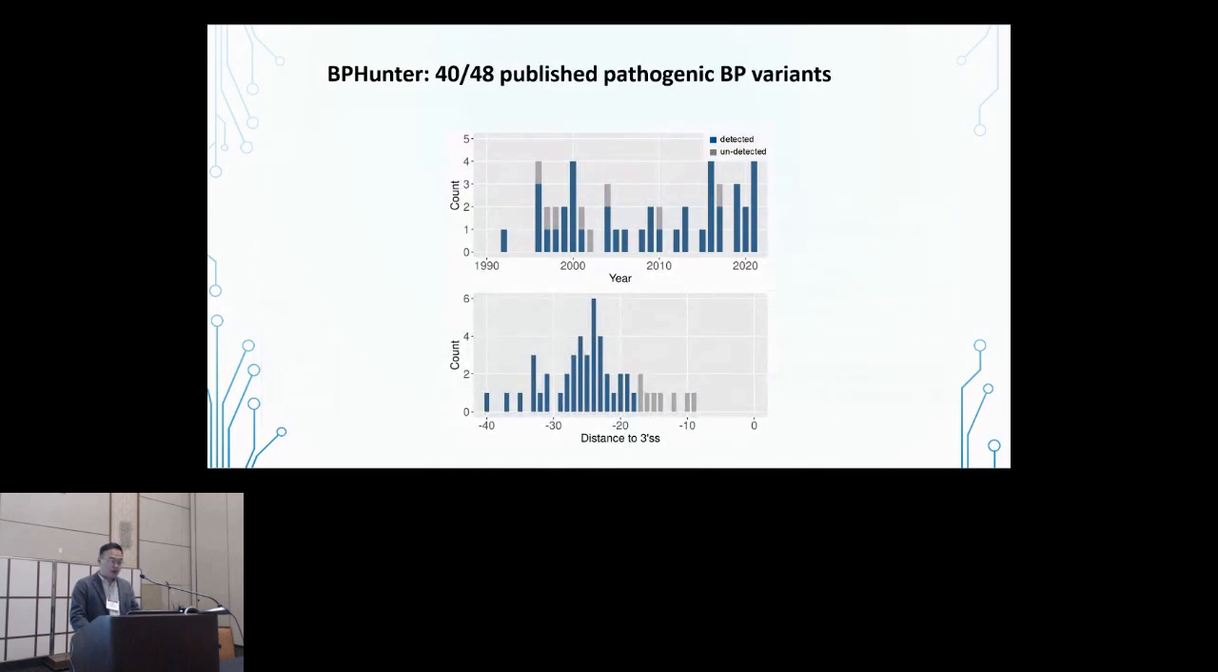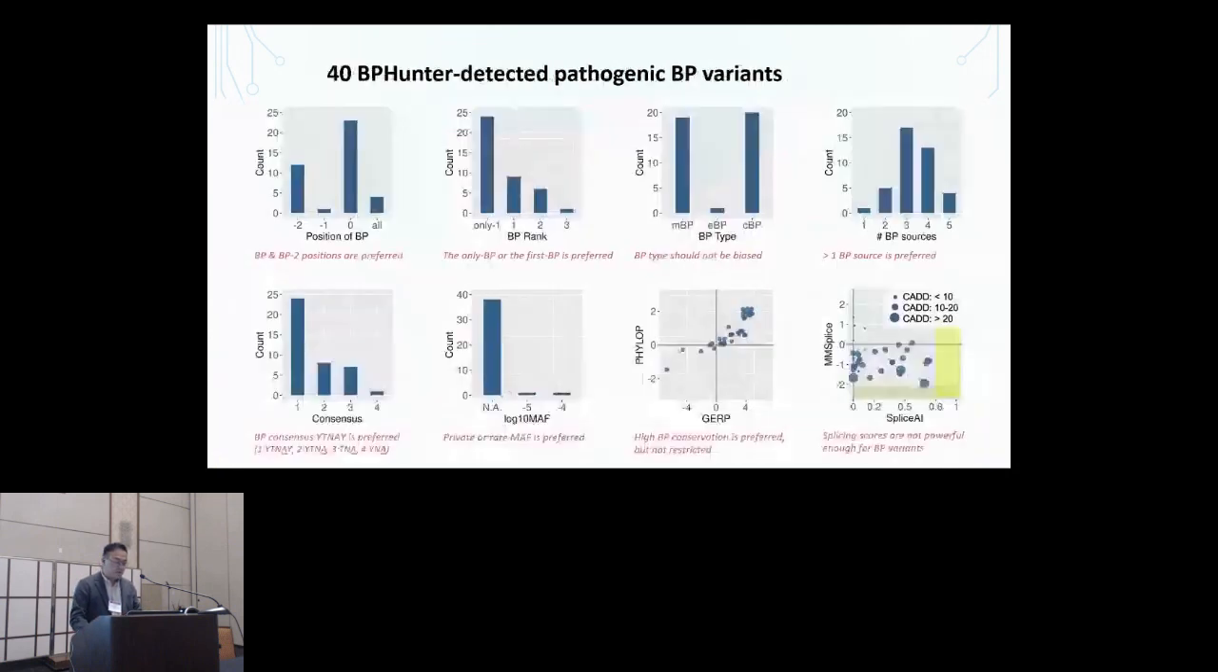When we apply BP Hunter to those published 48 pathogenic BP variants, 40 of them can be detected. If you look at the gray ones, they are undetected. Along the years, you will find most of them were published in the early years, before 2004. If you look at the distance distribution, you will find they are mostly very close to the 3' splice site. So let's look at these 40 first.